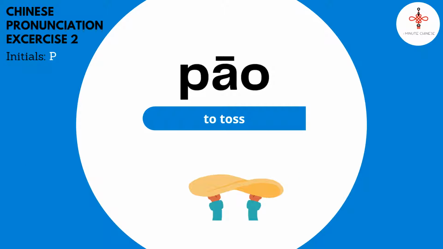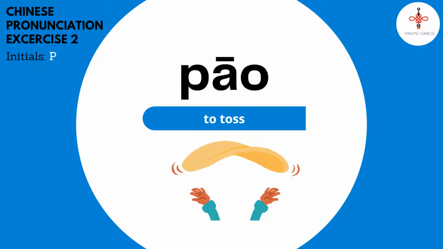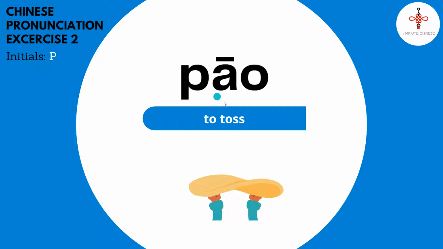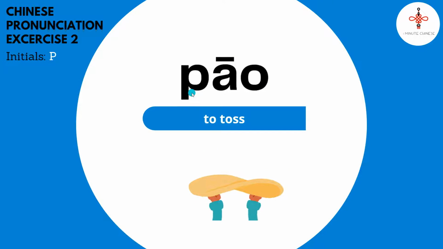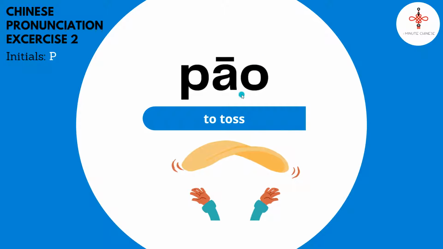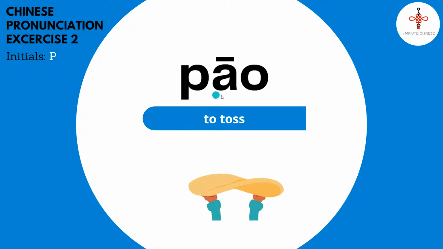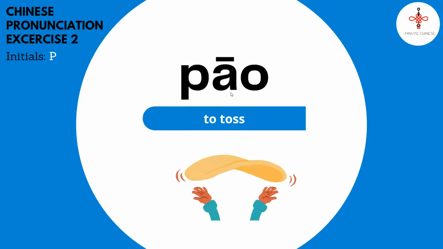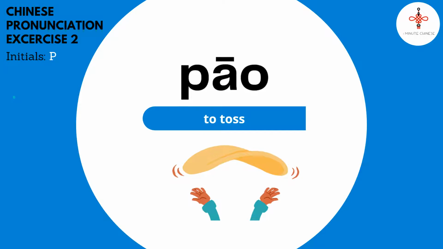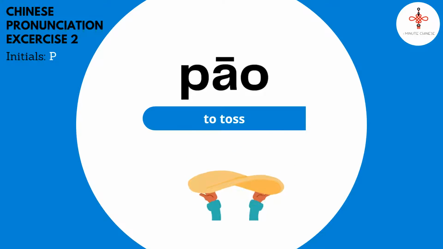Exercise 2 for P sound. Let's combine the initial P, the final Ow, and the high-pitched first tone, all together. P, Ow, Pow. Repeat after me. P, Ow, Pow. Pow is to toss in Chinese. Now say Pow, Pow, Pow.